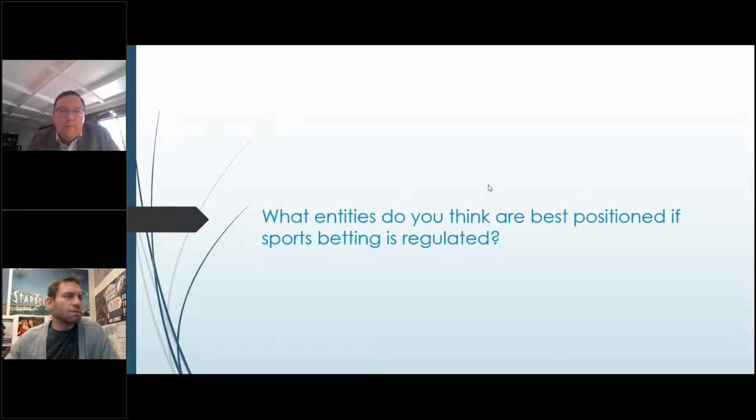Okay. So what do you think operators, which could include, who do you think is going to be best positioned? Which entities do you think will be best positioned if sports betting is regulated?